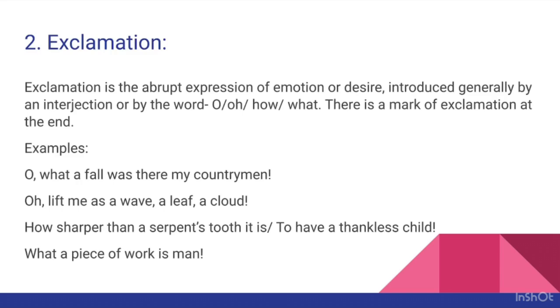Okay. You must identify and understand the basic difference between exclamation and apostrophe. In case of apostrophe, there is an impassioned address made directly to something. Like this example, oh, lift me as a wave, a leaf, a cloud. This has been taken from Ode to the West Wind, but this is exclamation. But when the poet is writing something like, oh, wind, then that becomes apostrophe. This is the basic difference between apostrophe and exclamation. In case of apostrophe, the address is made directly to something, to an inanimate object, to some abstract idea, or to a dead or absent person.